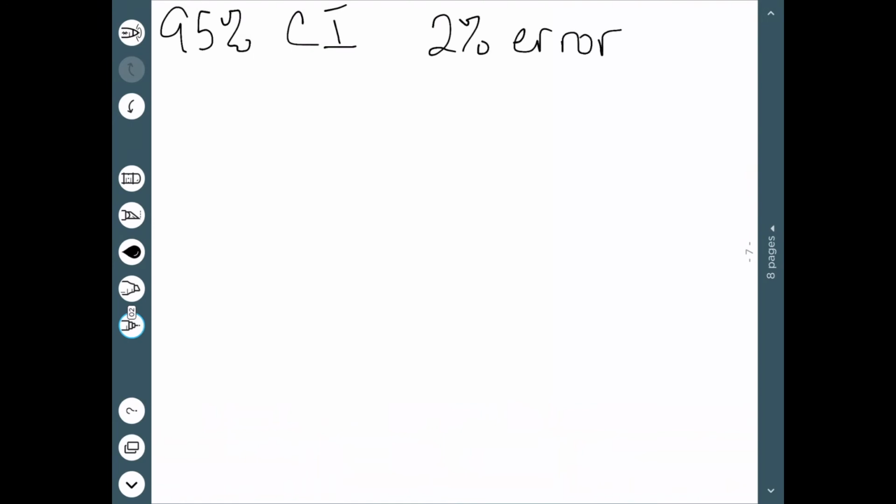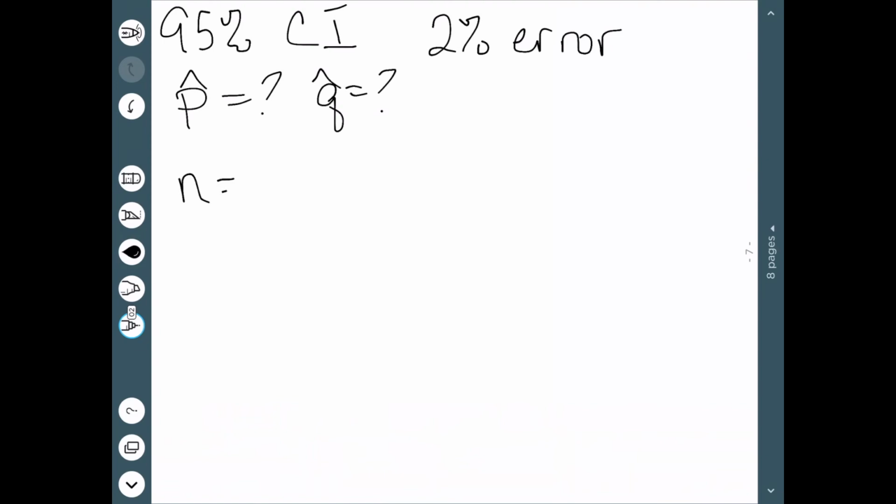In this last example, we actually knew a previous study to get P hat. But what if we don't actually know that? What if we still want a 95% confidence interval and we want a 2% error, but we have no idea what happened on a previous study? So P hat and Q hat, we have no idea what they could be. How do we actually find the sample size?